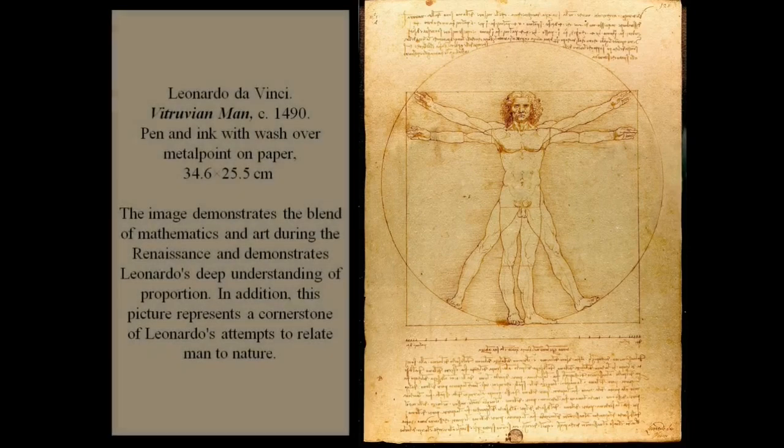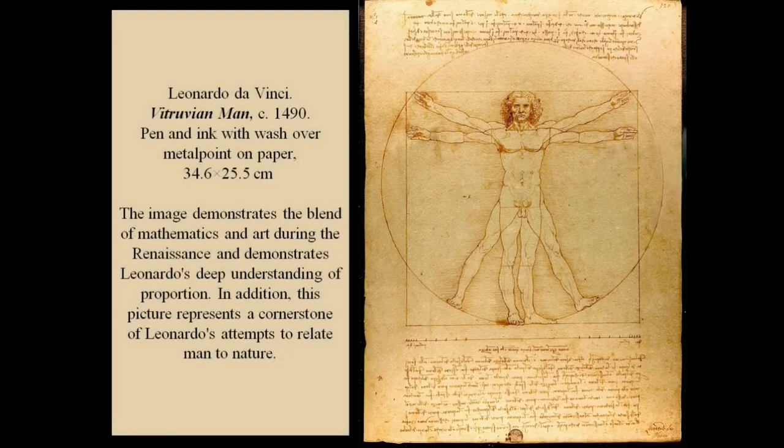Another very famous work by Leonardo is the so-called Vitruvian Man, created circa 1490. It is a drawing with pen and ink on paper. So the image demonstrates the blend of mathematics and art during the Renaissance and demonstrates Leonardo's deep understanding of proportions. In addition, this picture represents a cornerstone of Leonardo's attempts to relate man to nature.